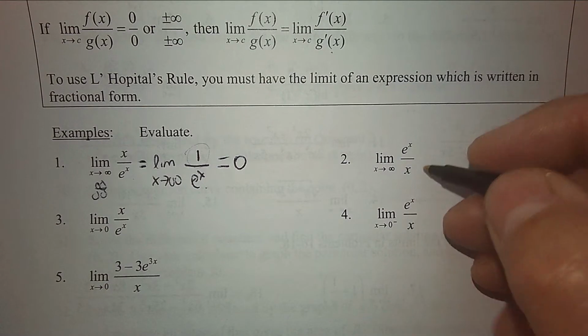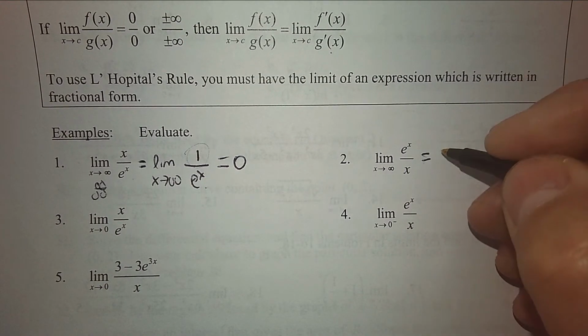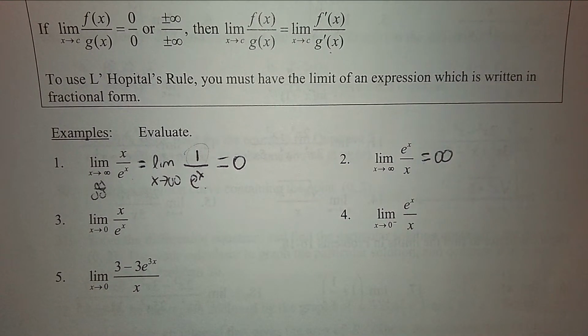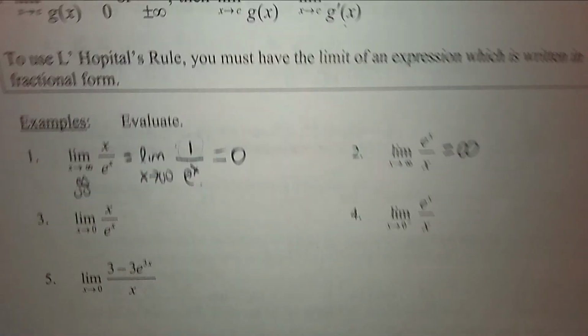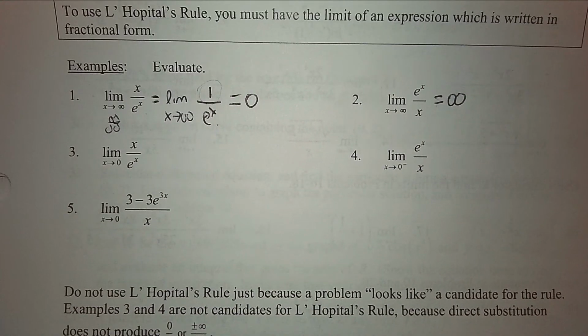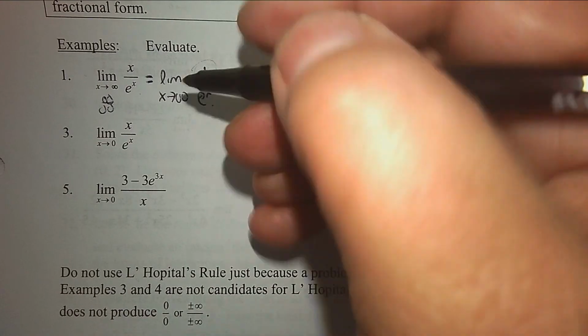How about number 2? What's the answer? Why is number 2 going to infinity? Because e to the x is increasing way faster than just x, and over time it's going to go to infinity. How about 3? What's the answer?